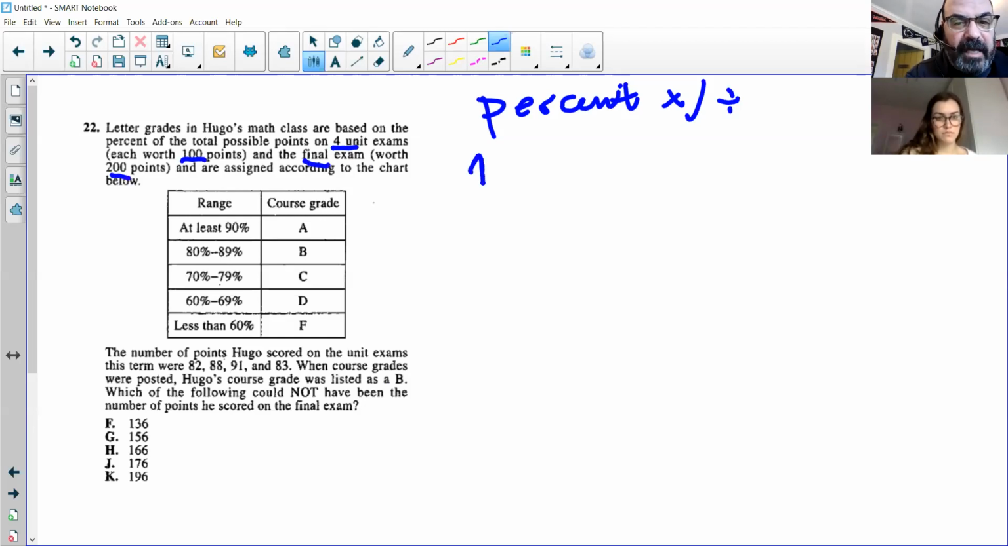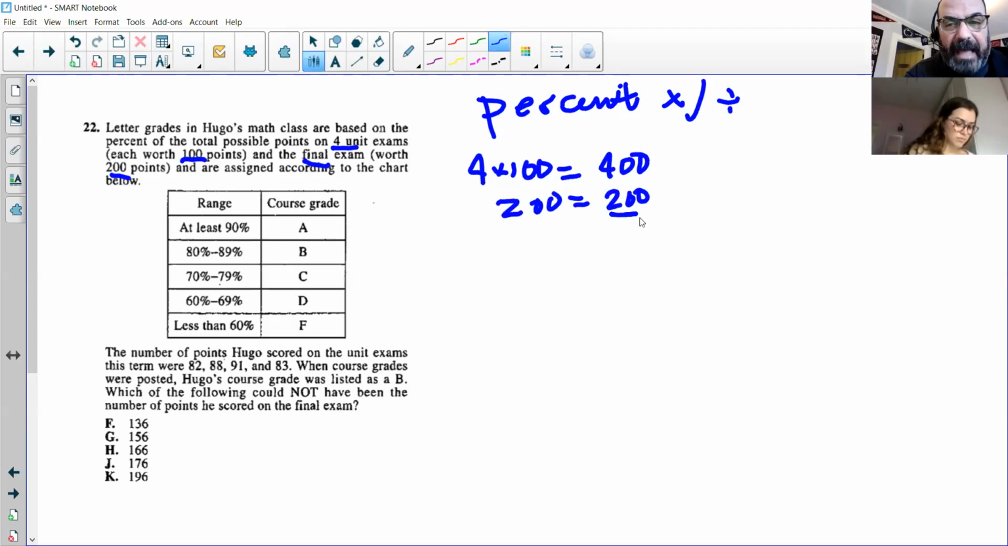So 4 times 100 equals 400 points, and the final exam is 200 points. And we add that together, he gets a total of 600 total points for the test. Hugo's course grade was listed as a B. So that means he's in the 80 to 89% range. Which of the following could not have been his grades?